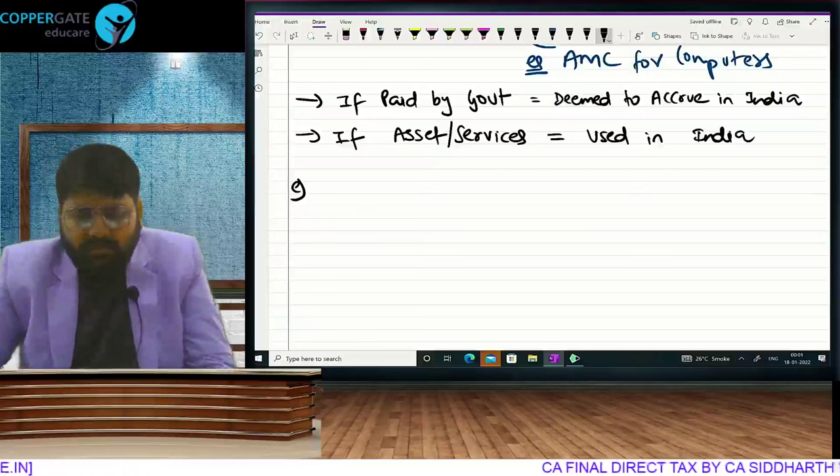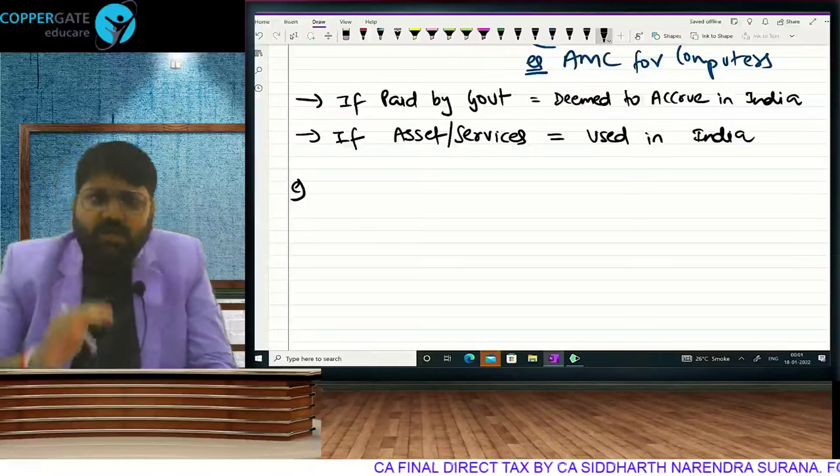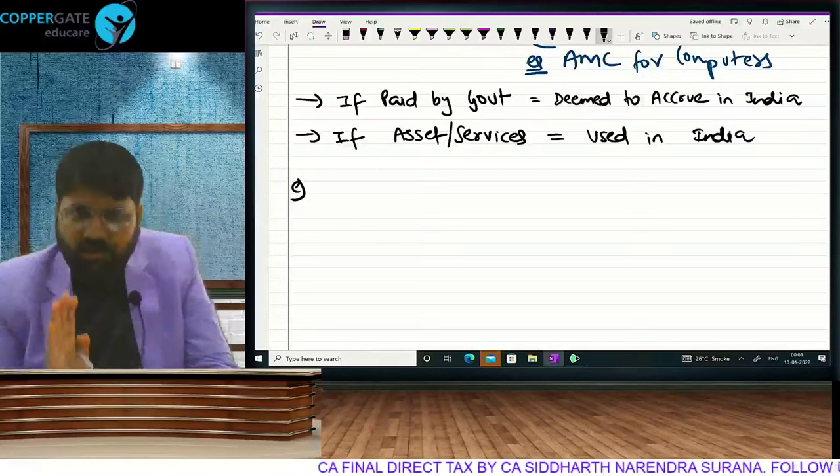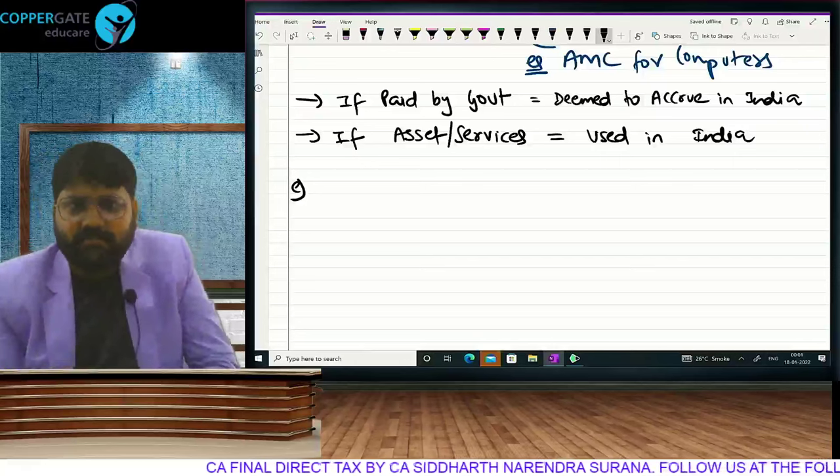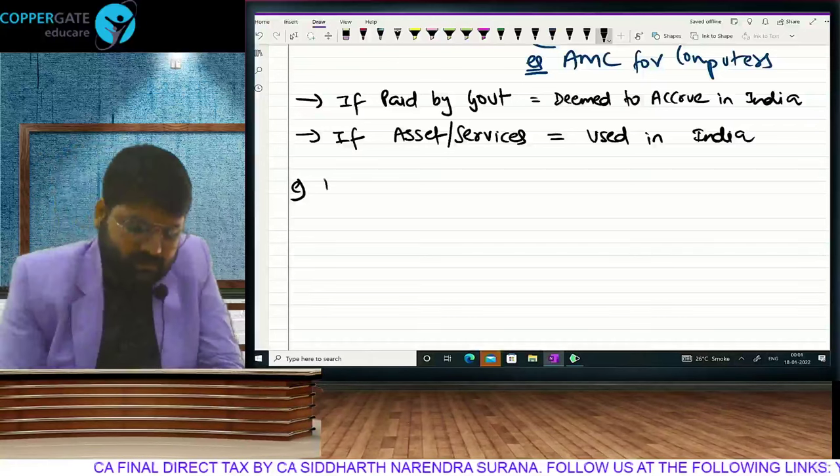In case of interest, we have to check now whether the interest is used in business or not. If the funds are being used in India, it is going to be treated as Indian income. Okay? Next.